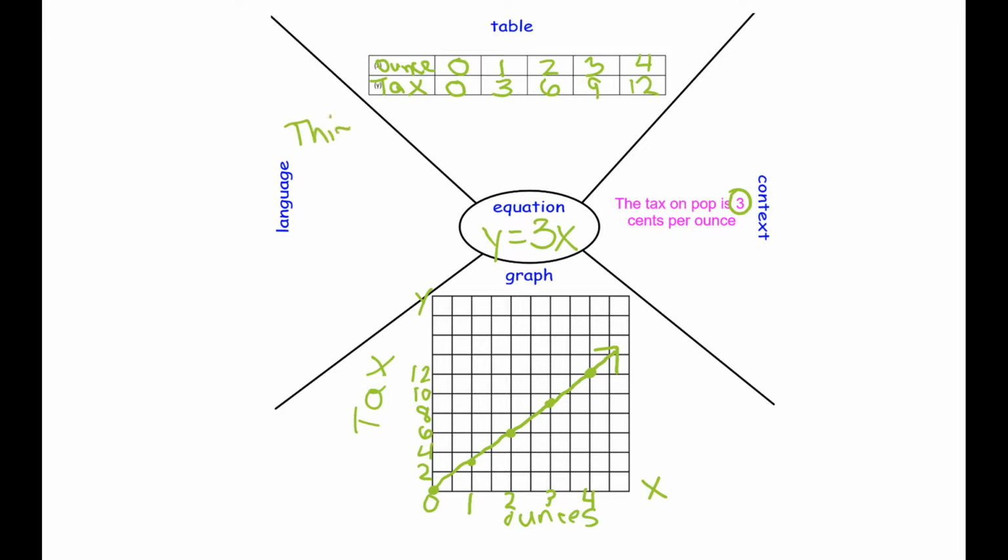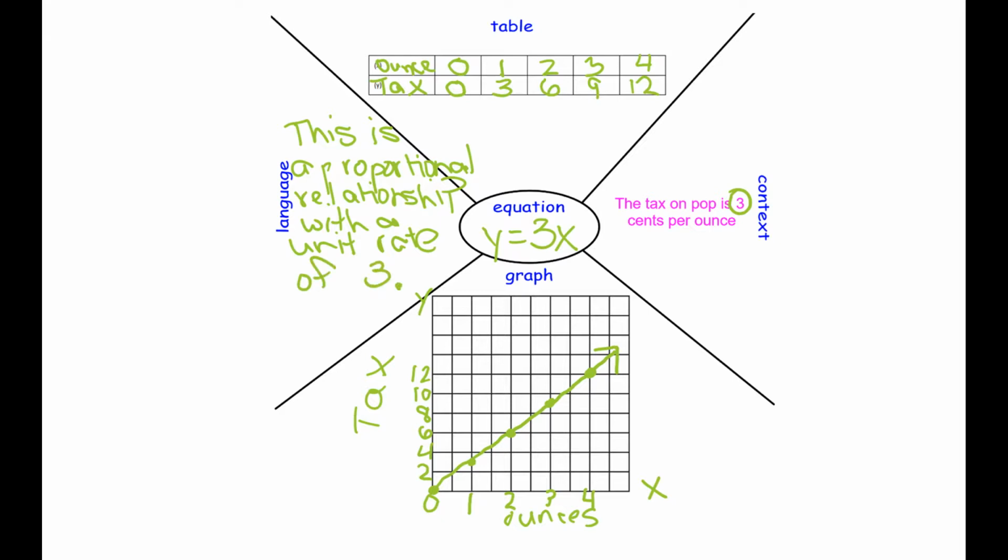It will be, this is a proportional relationship with a unit rate of 3. So really the only thing that changes in that language will be the number. So in this case, we have a unit rate of 3. So next time if you have a different unit rate, that sentence is exactly the same except the 3 changes. And that is how you make a 5 reps.